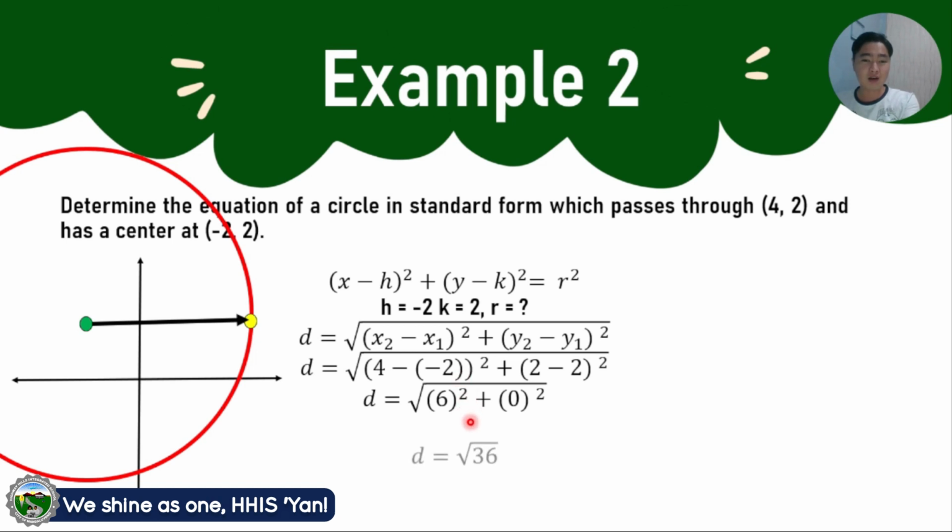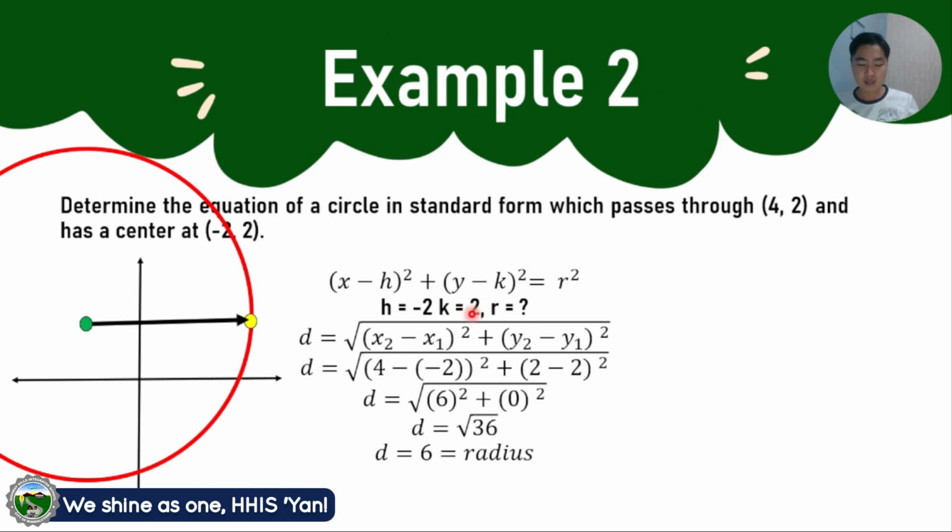So if we get the square of that is 36 plus 0, so that is still 36. And the square root of 36 is 6. And that would be our radius. So ang r na natin ay nakuha natin. So kompleto na yung h, k, and r. Yun lang naman ang hahanapin natin para ma-solve ang ating equation of a circle in standard form.